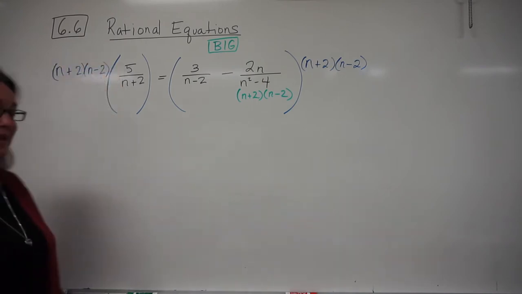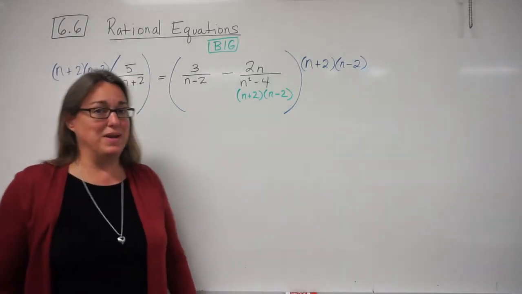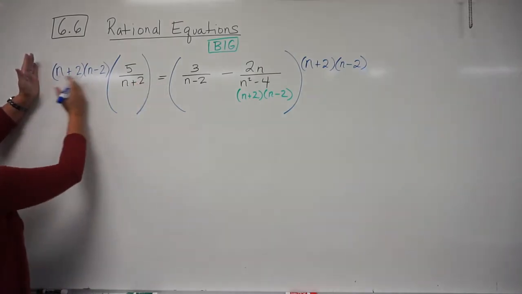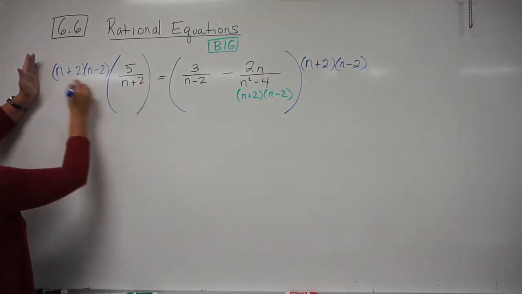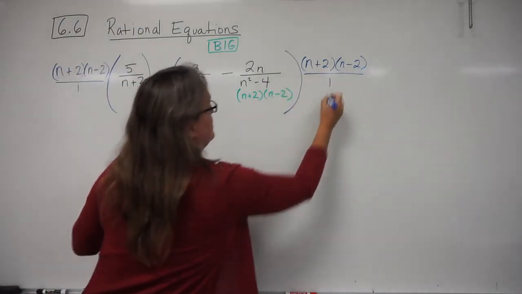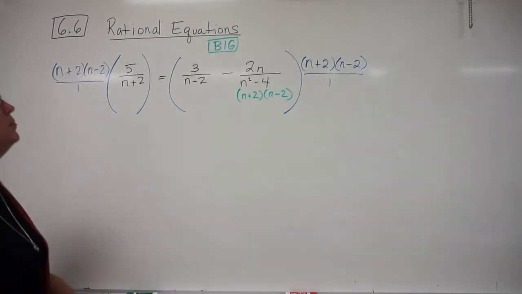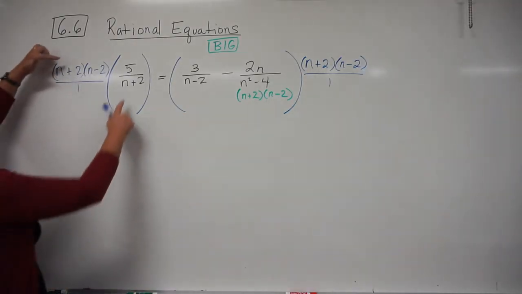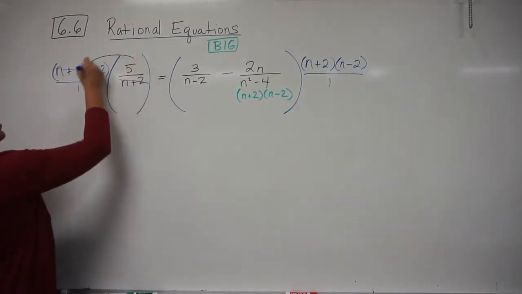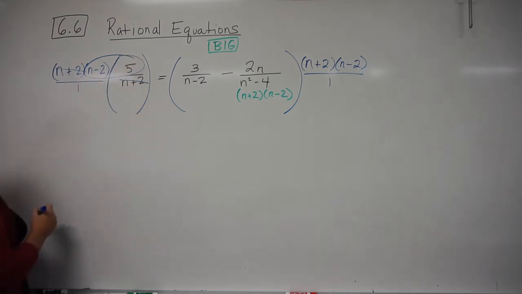And there should be a lot of canceling, because that's the whole point in using a common denominator. On the left-hand side, I am multiplying this by this fraction. If it helps you, you can stick a 1 underneath. Sometimes people just like to keep that top and bottom separate. You don't have to do it, but it might help. Here, the n plus 2's cancel out, and on the left-hand side, what remains is 5 times n minus 2.